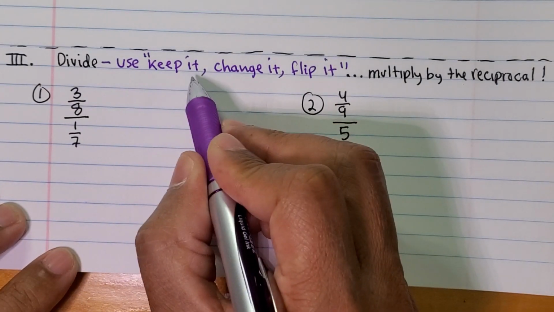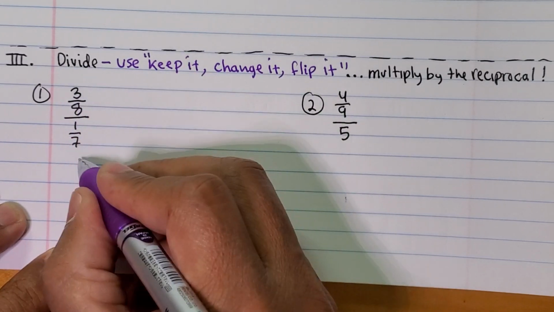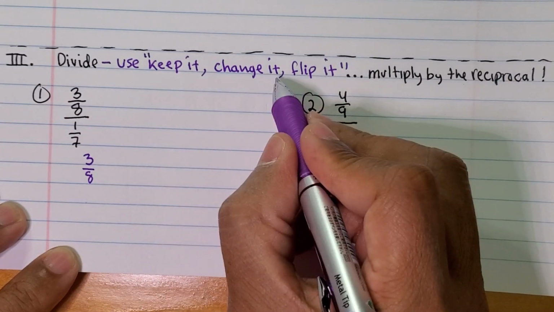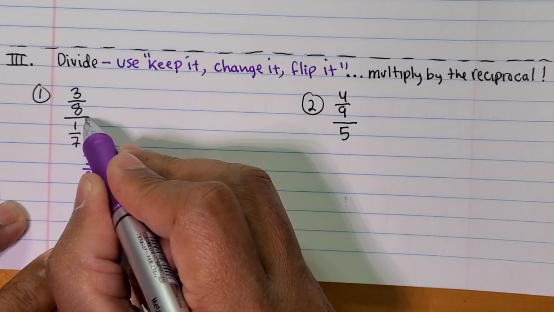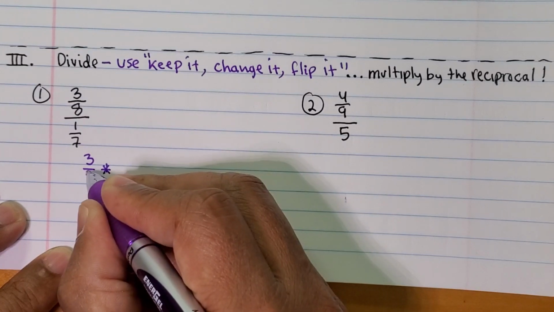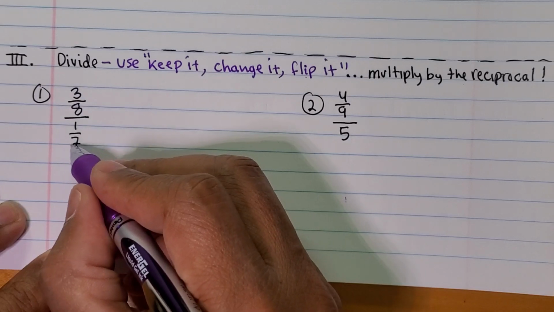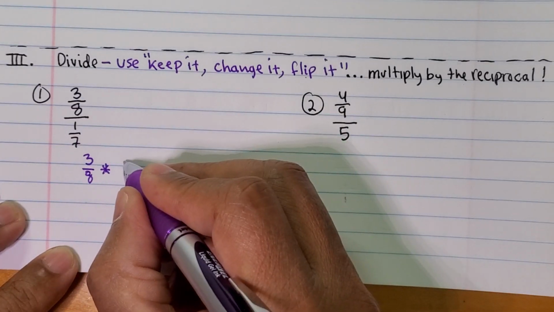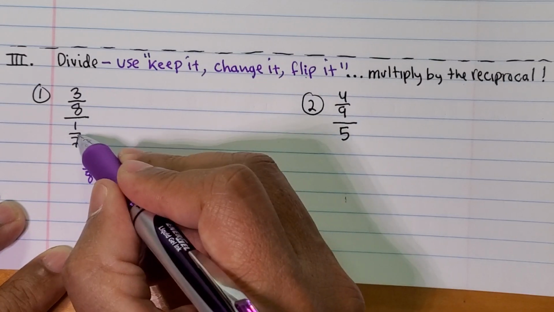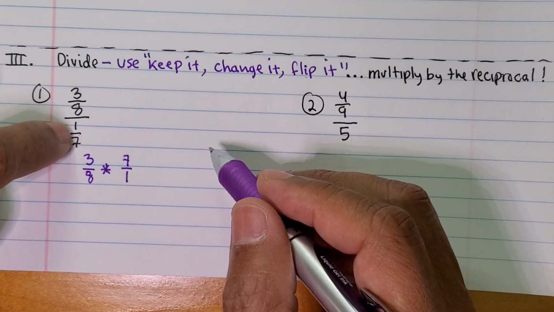Since I'm going to use keep it, that means I'm going to keep the first fraction. I'm not going to do anything to it, I'm just going to copy it the way it is. So 3/8. Then to change it, this says divide. I'm going to do the opposite of divide, which is multiply. I'm going to use multiplication instead of division. To flip it, I'm going to take this fraction here and flip it. Again, all I'm doing is taking the reciprocal of this fraction. So instead of dividing, I'm multiplying this fraction by the one in the denominator.